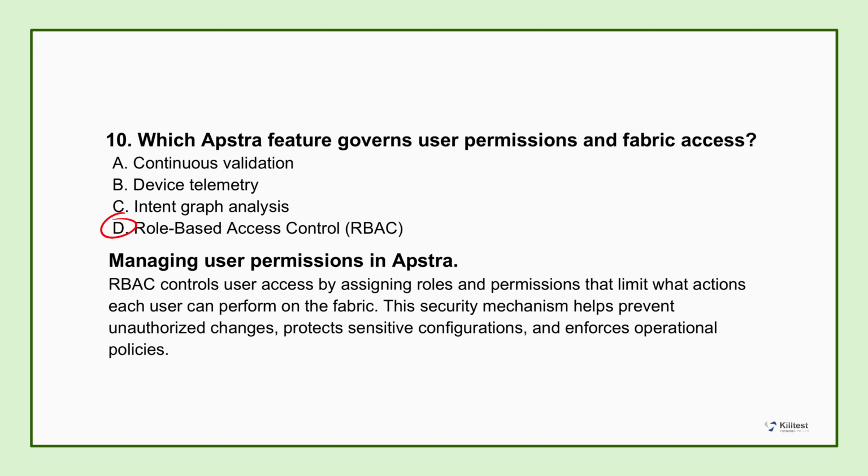In Apstra, RBAC is fundamental for managing exactly who can log in, what parts of the fabric they can see, and what changes they're allowed to make. You define roles like network admin, operator, viewer, and assign permissions. It ensures only authorized people can deploy blueprints, modify configs, or even just view sensitive information. Keeps things secure and operationally sound. RBAC. Got it. Keeps things locked down.